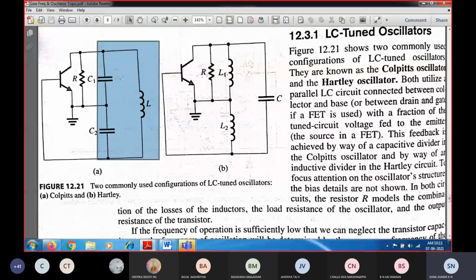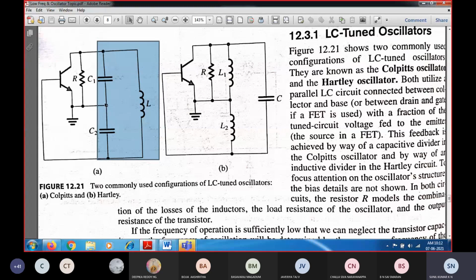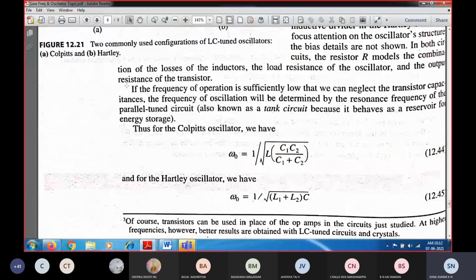Here you can see inductors L1 and L2, and capacitor C is connected in the feedback part. Whenever the input frequency of oscillation is at a lower frequency, these capacitors will act as an open circuit, or have a high impedance. Because of that, only the inductor is in the feedback part, so this is going to operate at a higher frequency. Whenever the operating frequency is very high, it provides complete feedback.